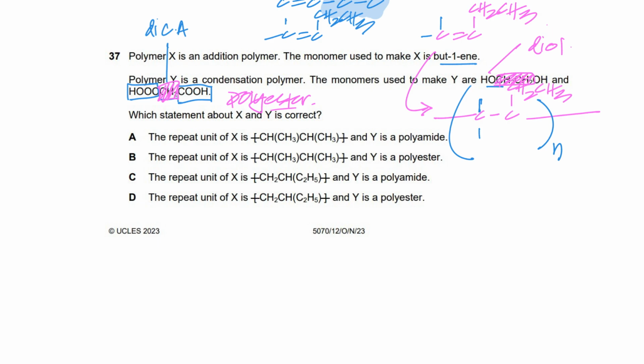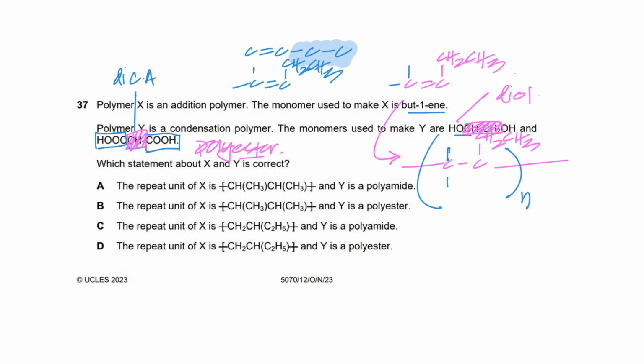So first of all, you could eliminate a couple of options, right? So he's saying the repeat unit for X is, which statement about X and Y are correct? If you look at Y, is Y a polyamide or is Y a polyester? It's not a polyamide. So I'm going to cut A and I'm going to cut C out. So A and C are out of the board. And then between B and D, we know Y is a polyester, but what's the repeat unit for X?